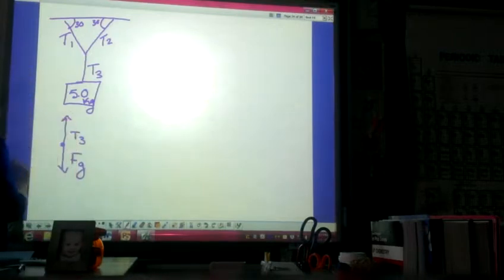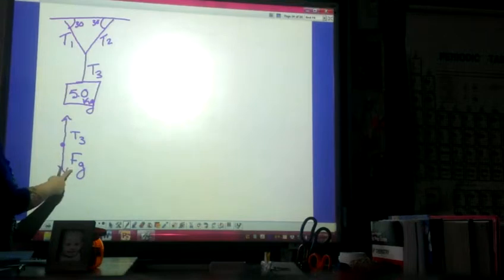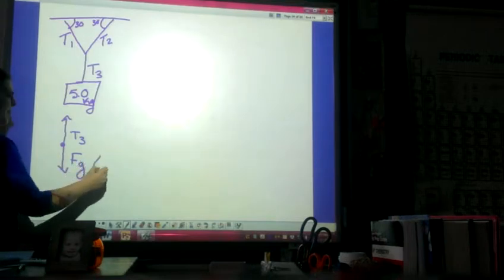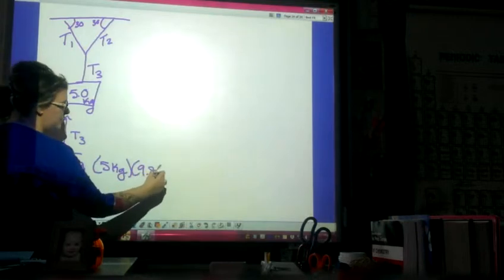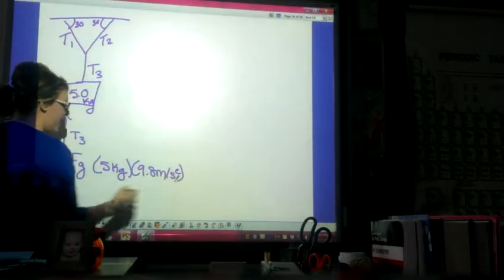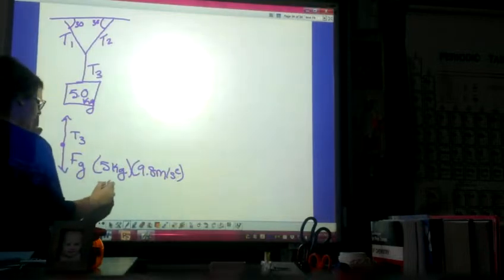And I already know the mass of this block, so I could find the weight force. If I know that mass is 5 kilograms, and I know that the acceleration due to gravity is 9.8, I could go ahead and find the weight, and if these two are supposed to be equal to each other, then T3 must just be equal to the weight. So this would be 49 newtons.